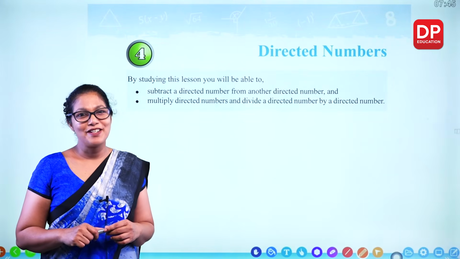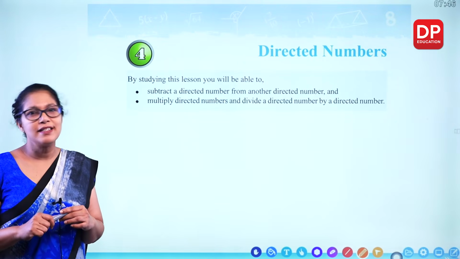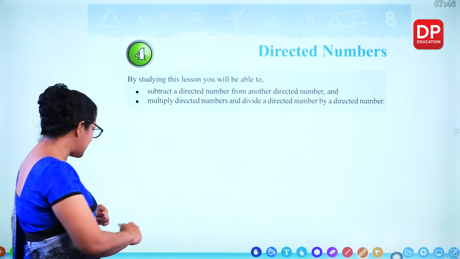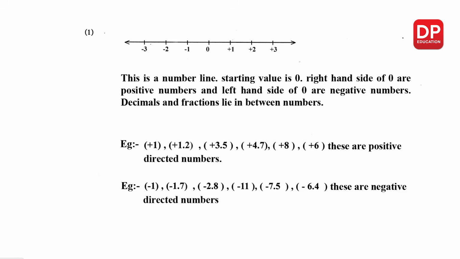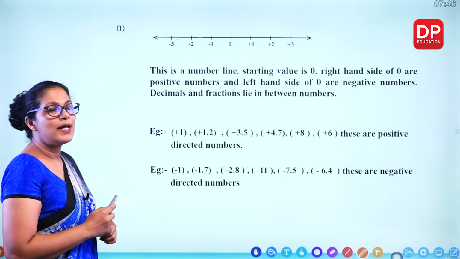Hello grade 8 children. Today I am here to teach you chapter 4 in your textbook, that's directed numbers. We can call it directed numbers as well. So we'll see what the basics are here. What is this one? What do you call this one? This is a number line.